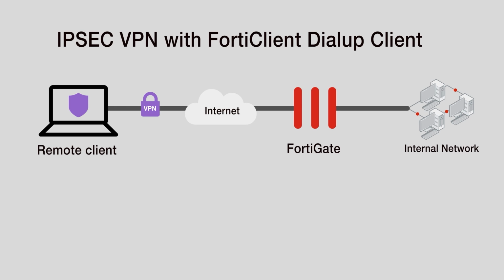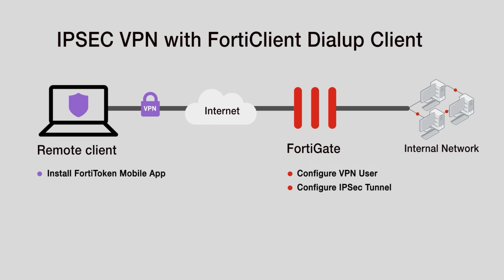In this video, a remote user needs to connect to the office resources using dial-up IPsec VPN with FortiClient as the dial-up client. Let's have a look at the sequence of steps we will take to make it happen. On the FortiGate side, you will configure remote user with a two-factor authentication and add this user to a dedicated VPN group. Next, we will configure an IPsec VPN tunnel with the predefined user group.